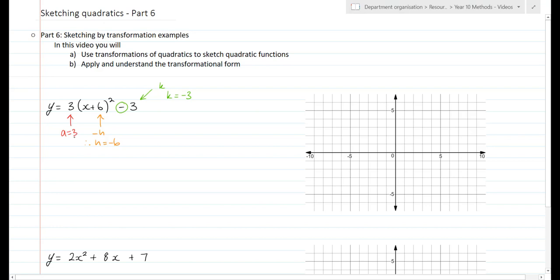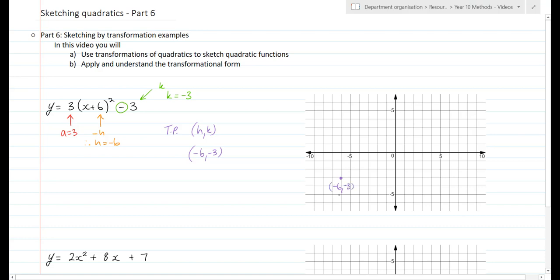Now the h and the k are really simple. I'm going to show you how to deal with the a equals 3 though, in such a way that you can draw these quite quickly. But there are lots of ways you could do this. The h and the k represent our turning point. So our turning point is h comma k, which in this case is negative 6 comma negative 3. So I'm actually going to plot that on now. Negative 6 comma negative 3 is right here on my graph, and that is my turning point.